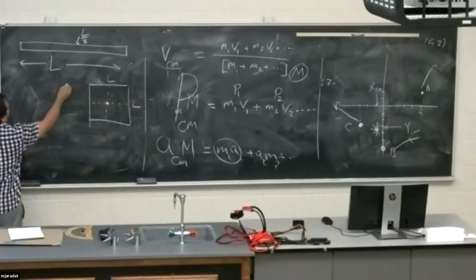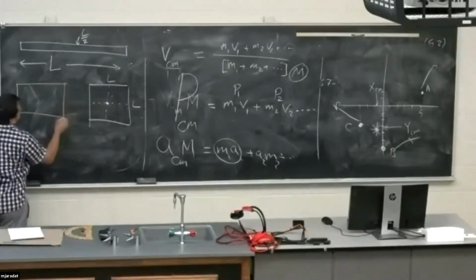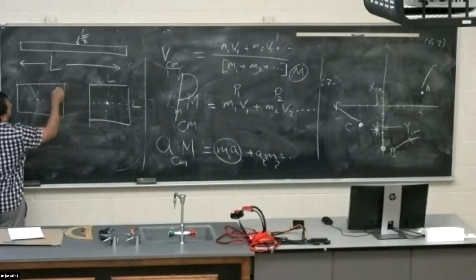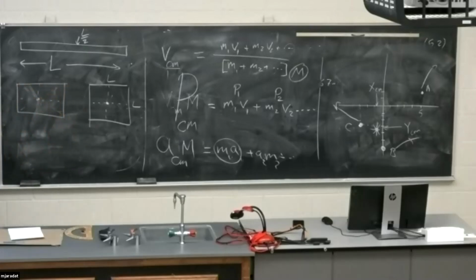If I give you also a rectangle, you need to divide it like this, it will be in this center, or like this, it will be in the center. If I give you a circle, you will tell me it is at the center, and so on. Any uniform geometrical shape, it is easy and simple to find its center of mass.